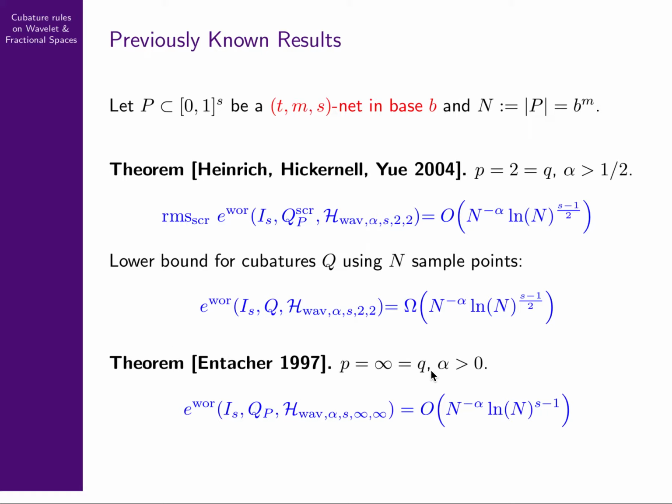Right, in the case where p is equal to q and both are equal to infinity, Entacher also was able to prove our upper bound for the worst case error of integration by using Quasi-Monte Carlo cubature rules based on nets. So he actually showed exactly our bound. He was not able to prove a general lower bound for the worst case error which is matching this one here. So our lower bound now complements his result and shows that the upper bound he showed for cubature rules based on TMS nets is best possible, right?